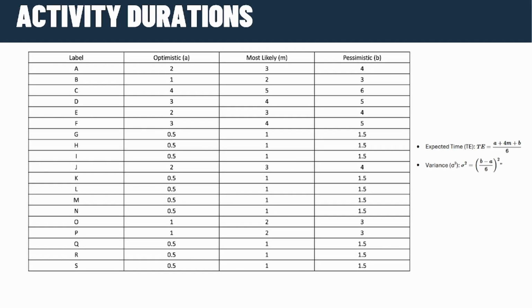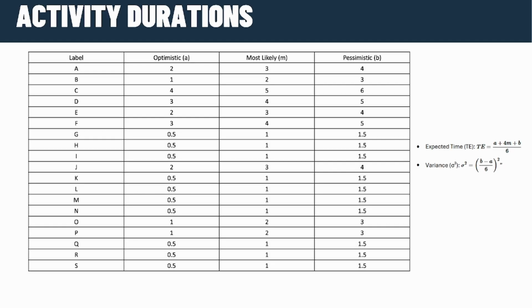Here are our activity durations, where each label has an optimistic A, most likely M, and pessimistic B, where the optimistic is the fastest we can think it will be done, pessimistic being the slowest we would think it would be done, and most likely being ideally when it will be done.